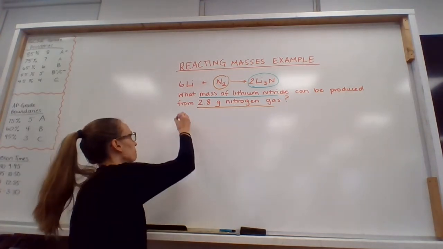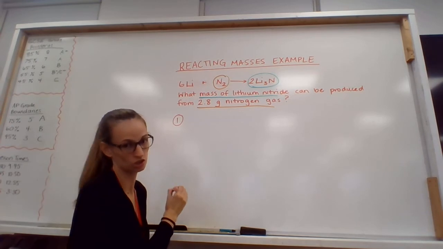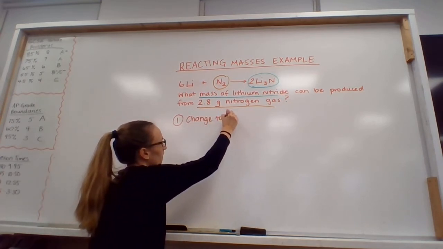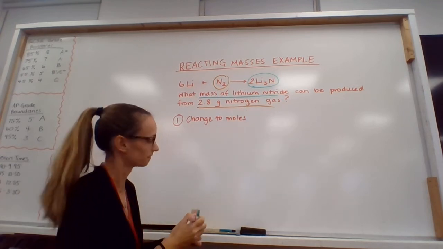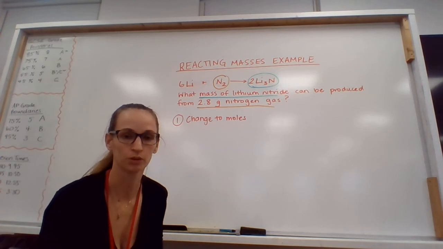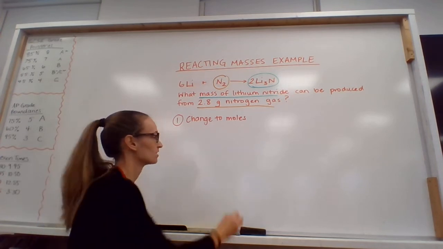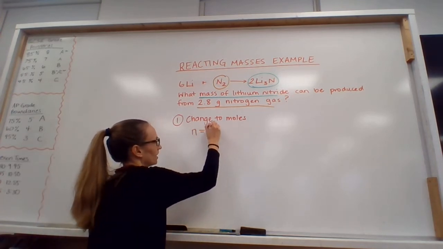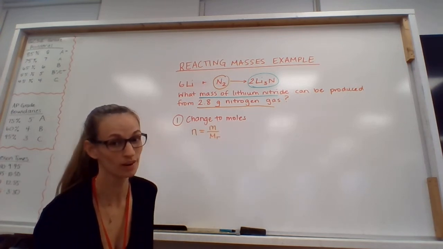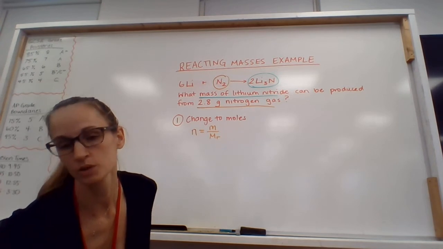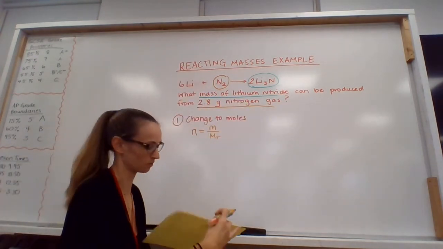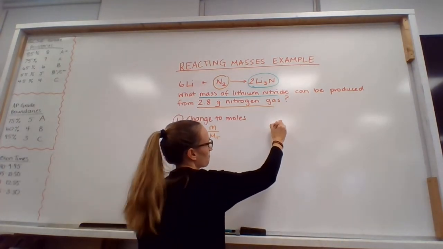Step one, change to moles. All right. Nitrogen gas, we've been given mass M, and we're looking for moles N. So we can use our equation, N equals M over MR. We have mass, 2.8. We don't have MR, but as long as we know what substance it is, we can use the periodic table to find MR. So I'm going to do that first over here on the side.